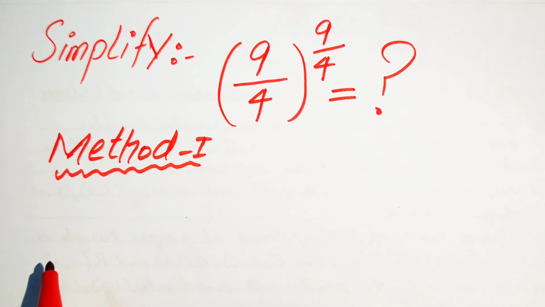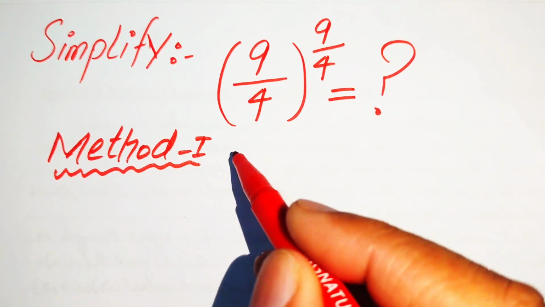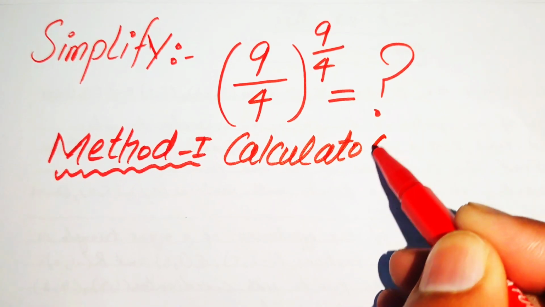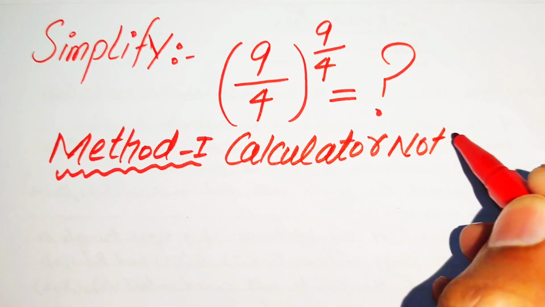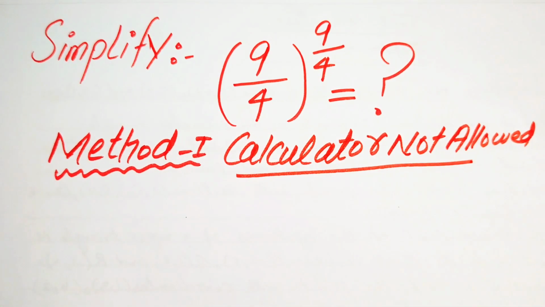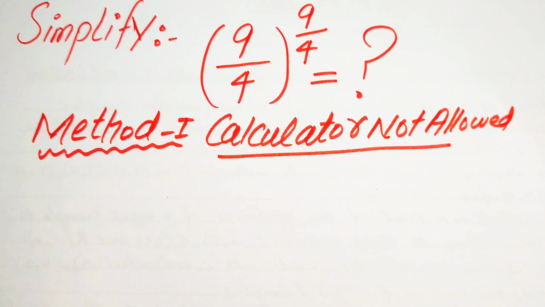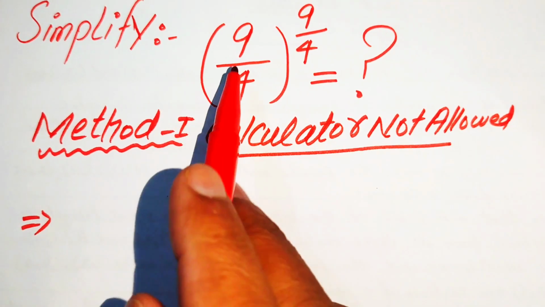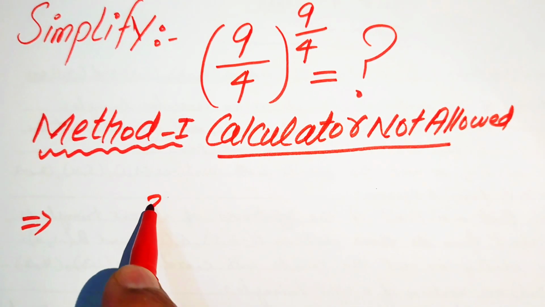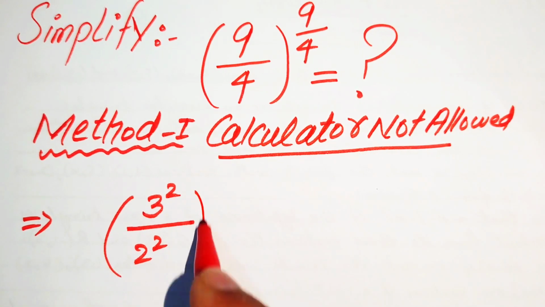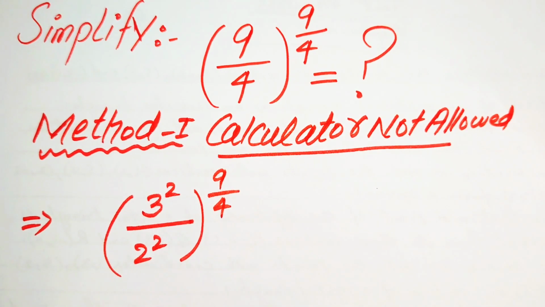Here you remember one thing: we solve this problem without using a calculator, or in other words, a calculator is not allowed in this problem. In the first method, we focus on the base of this term. We have 9 over 4, and we write 9 as 3 squared and 4 as 2 squared, and its whole power is 9 over 4.